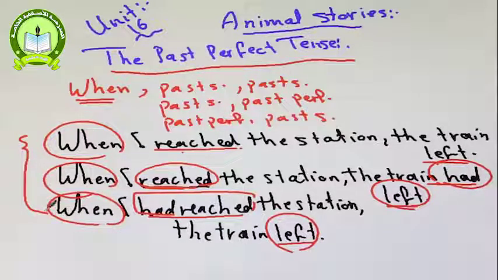When the two actions happened at the same time, both of them are past simple. When another action happened before another action, you should know, because there is a difference in meaning when you use when with all of them.